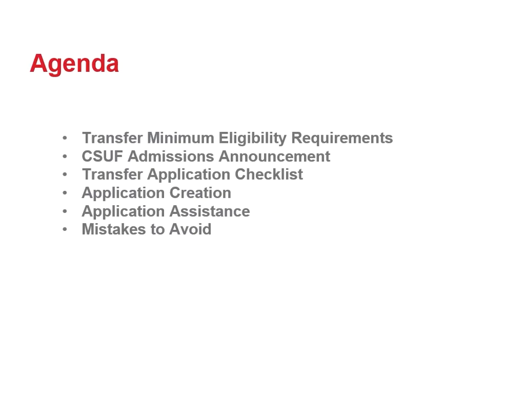So the agenda for today, we are going to cover the transfer minimum eligibility requirements and what those look like. We are going to talk specifically about Fresno State's admissions announcement for the spring 2021 application period. We'll go over the transfer application checklist. We'll talk about application creation and how to get started if you haven't already. And then we'll just work through the application as well as discuss common mistakes to avoid going through the application.